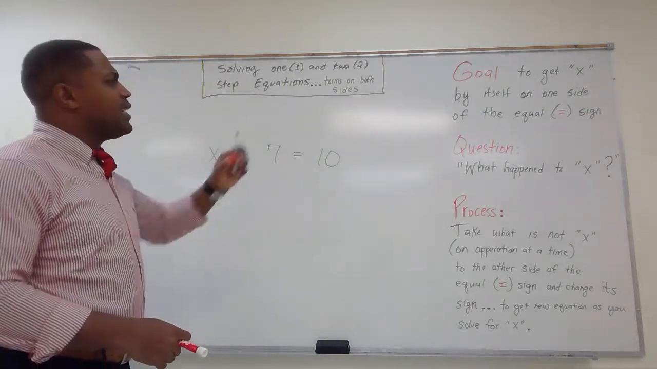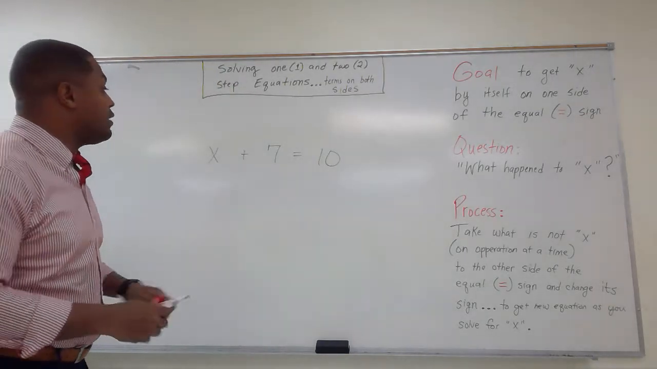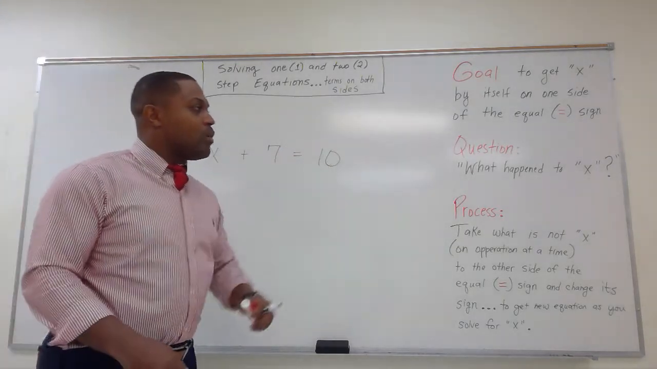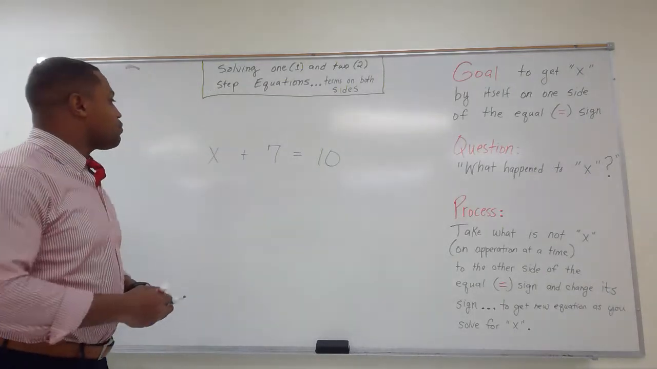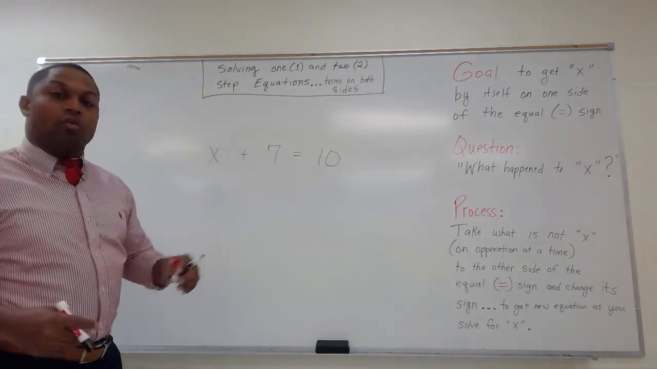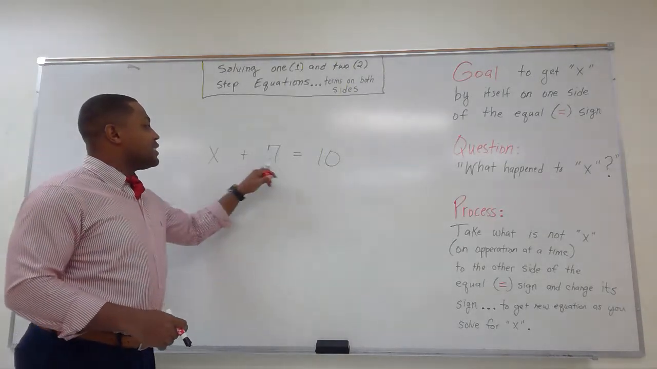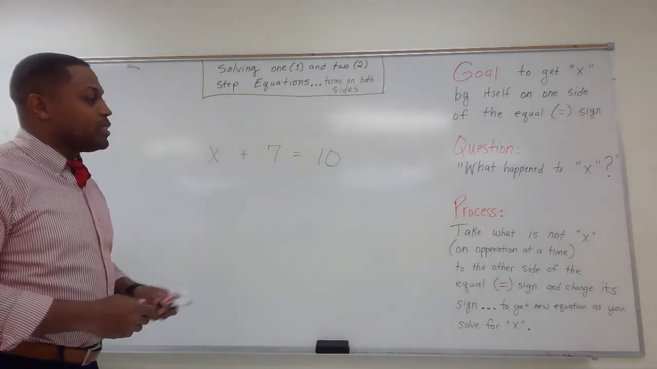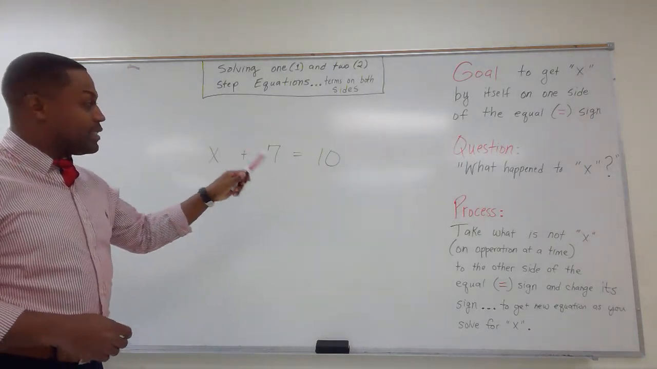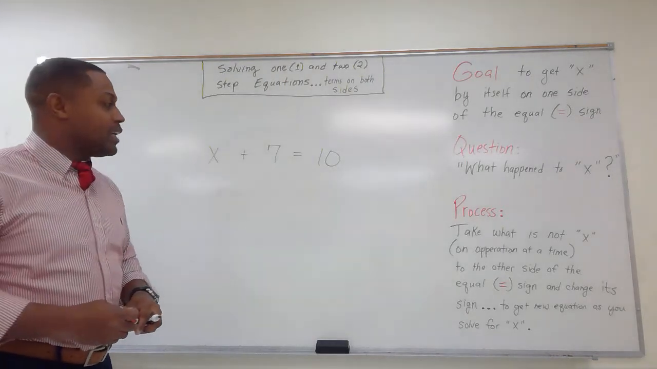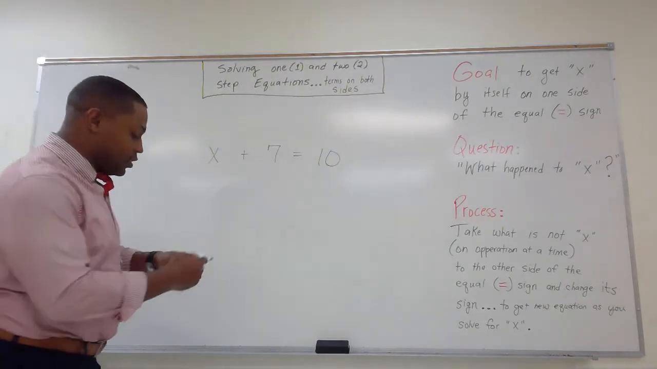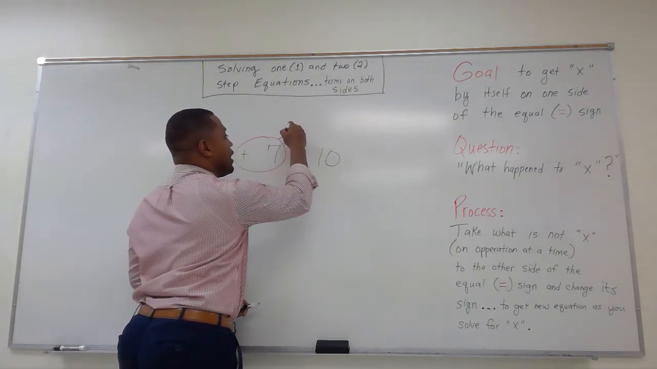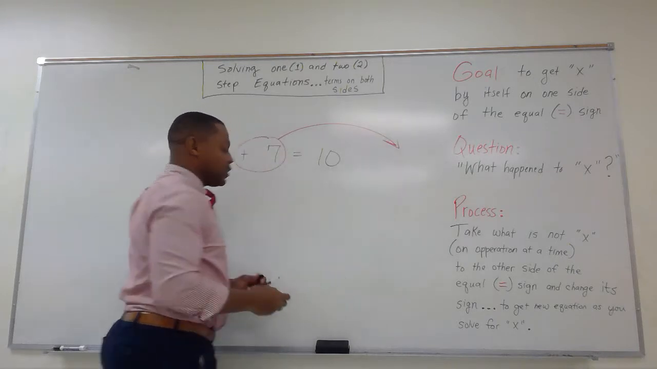Okay, so my goal is to get x by itself on one side of the equal sign. That's not the case right now because the 7 is over here with it, so I ask myself the question, what happened to x? Well, whatever x is, what happened to it this time is 7 was added to it. So now that I know what happened to x, I'm going to take that 7, what is not x, that's on the same side of the equal sign as x, and I'm going to take it to the other side of the equal sign. So I'm going to circle everything that's not x, and move it to the other side of the equal sign.